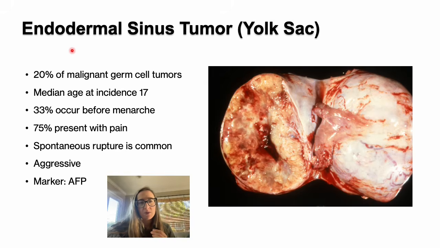And then the last of the germ cell tumors we'll go over are the endodermal sinus tumor, or the yolk sac tumor. This is a pretty aggressive tumor and sometimes can present with spontaneous rupture. The marker for this is AFP.